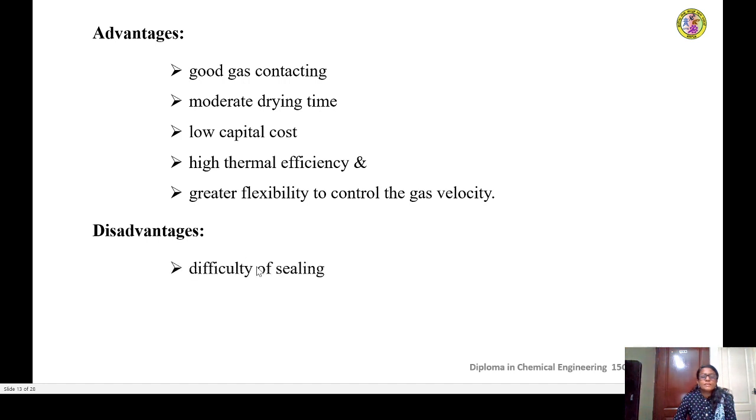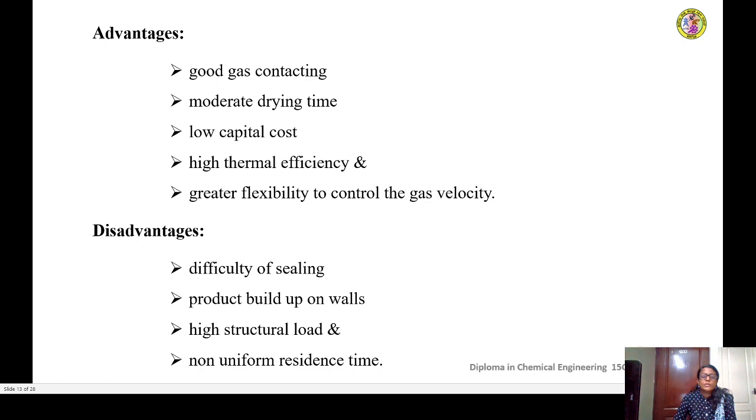Coming to the drawbacks: difficulty of sealing, product may build up on the walls, high structural load, and non-uniform residence time.